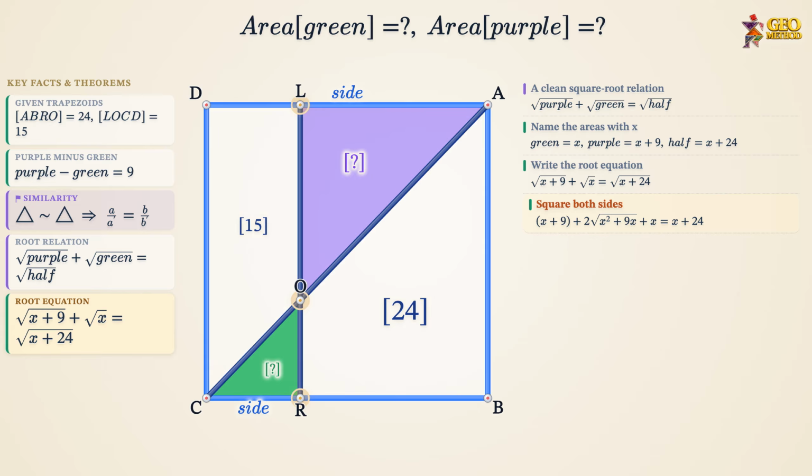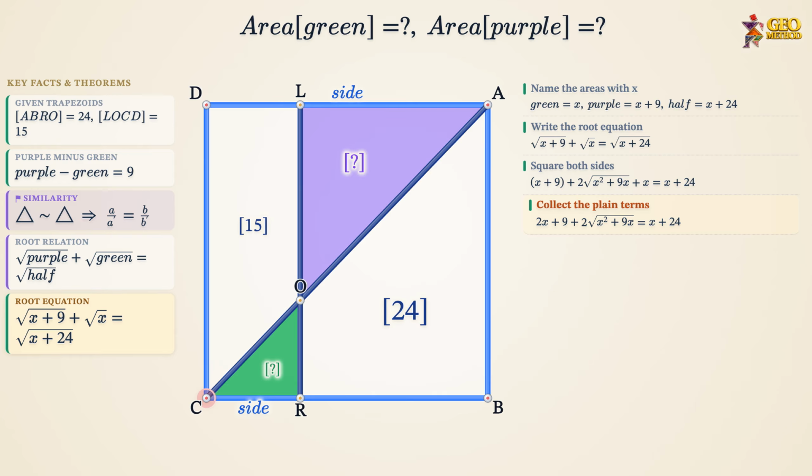Square both sides to start removing the roots. The left side becomes x plus 9 plus twice the product of the two square roots plus x. The right side is simply x plus 24. One stubborn root still sits in that cross term. Gather the non-root terms on the left, x plus 9 plus x, into 2x plus 9. Nothing else changes yet. Now every ordinary term is tidy, and only the cross term still holds a root.